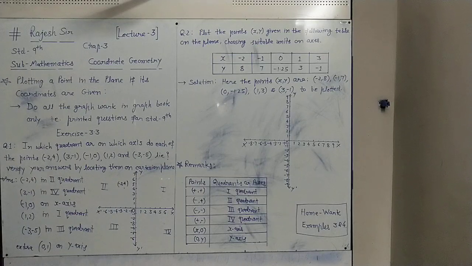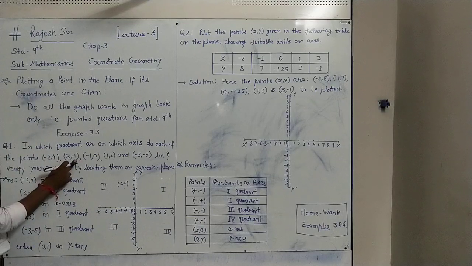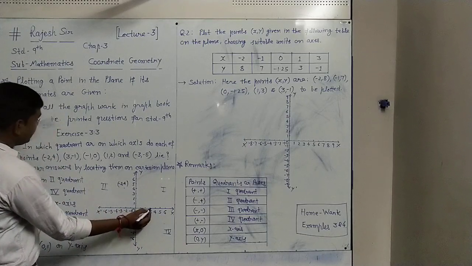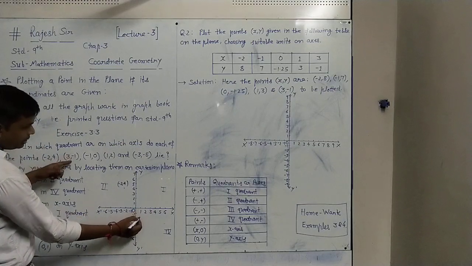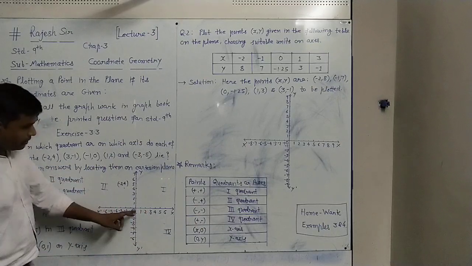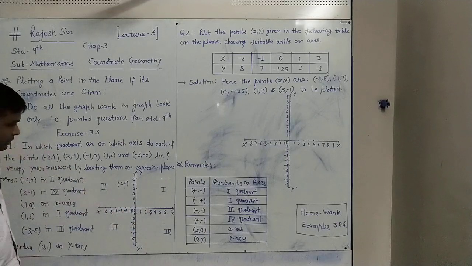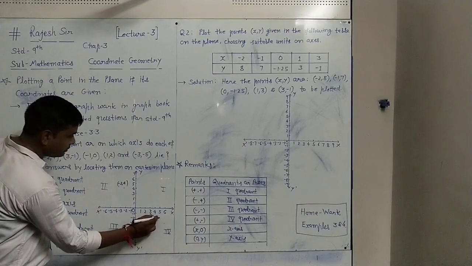Similarly, the next point we will locate here: (3, -1). Again 3 on the x coordinate and -1 on the y coordinate. This will be the distance from the y-axis, 3. From the y-axis a distance of 3 on the x-axis is here, and -1 is the distance from the x-axis, -1 on the y-axis is here. So the point will be here: 3 on the x-axis and -1 on the y-axis. This point we show as (3, -1).